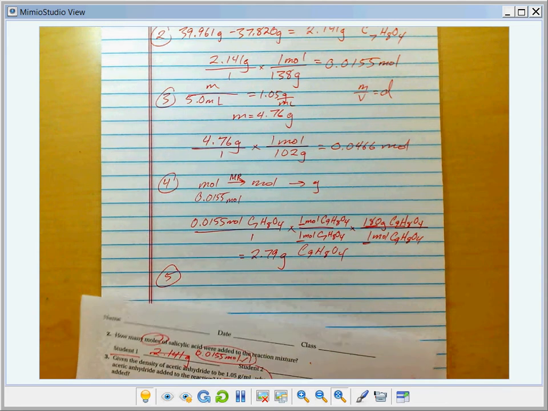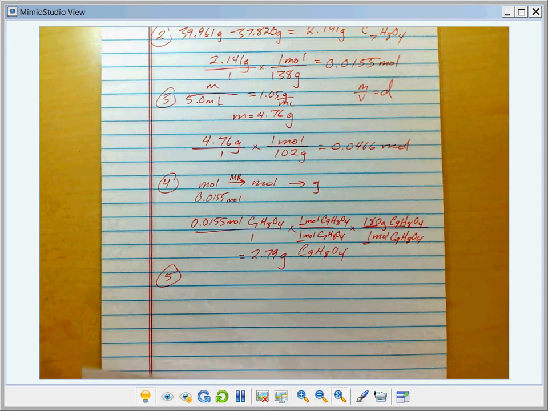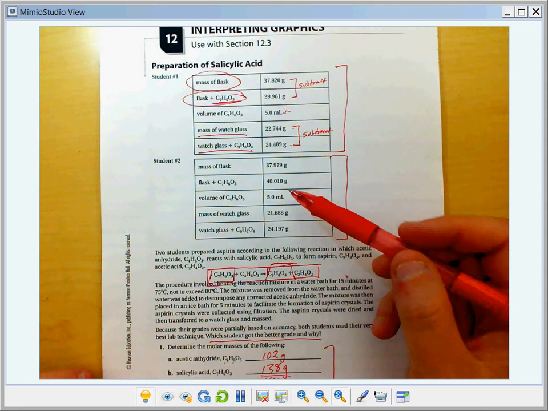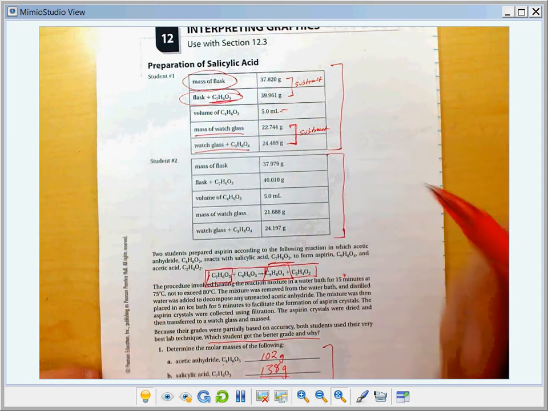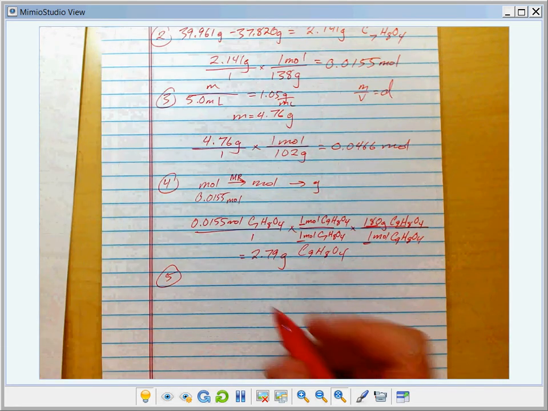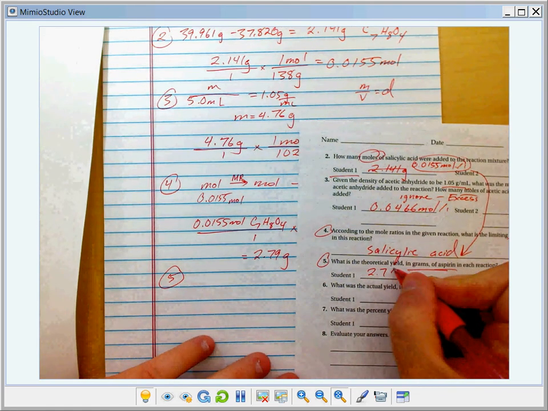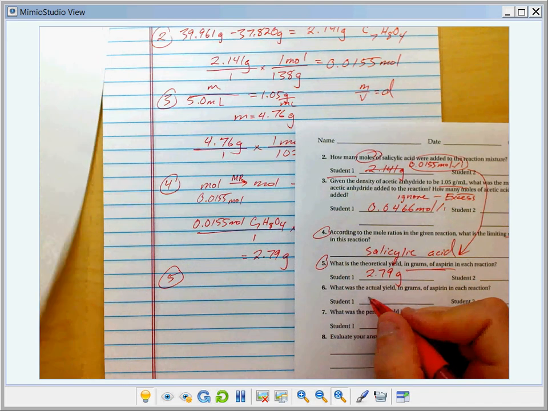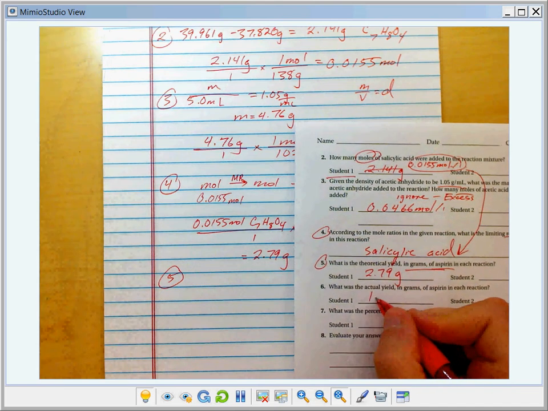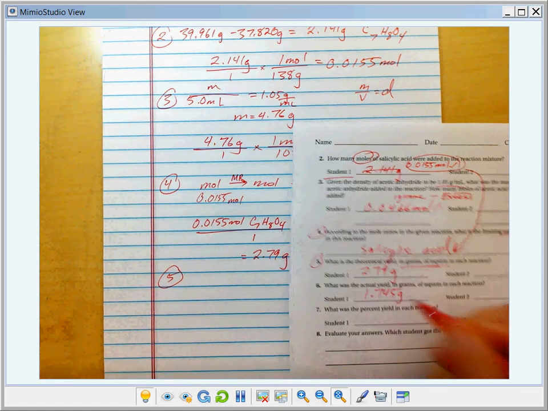How much actually was made? Well, you take your two numbers from the table, number 5, and you subtract them. So subtract these two numbers. I'm running out of time here, so I'm just going to finish this up. So the actual yield was 1.745. Again, I subtracted those two numbers.